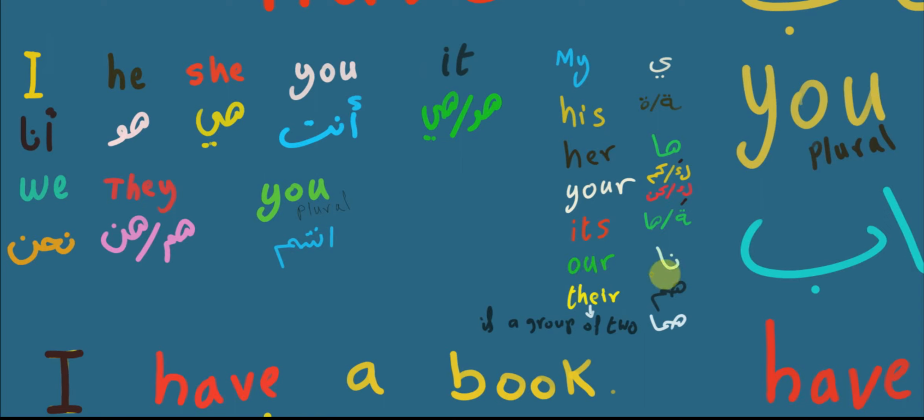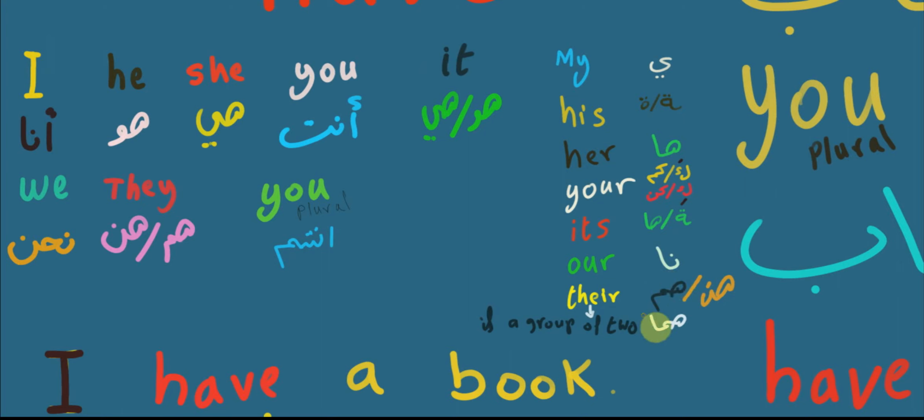This possessive pronoun is na in Arabic. Their: hum or hun. We should put here the hun. You can say سيارتهن, their car. سيارتهم, their car, for a group, masculine.